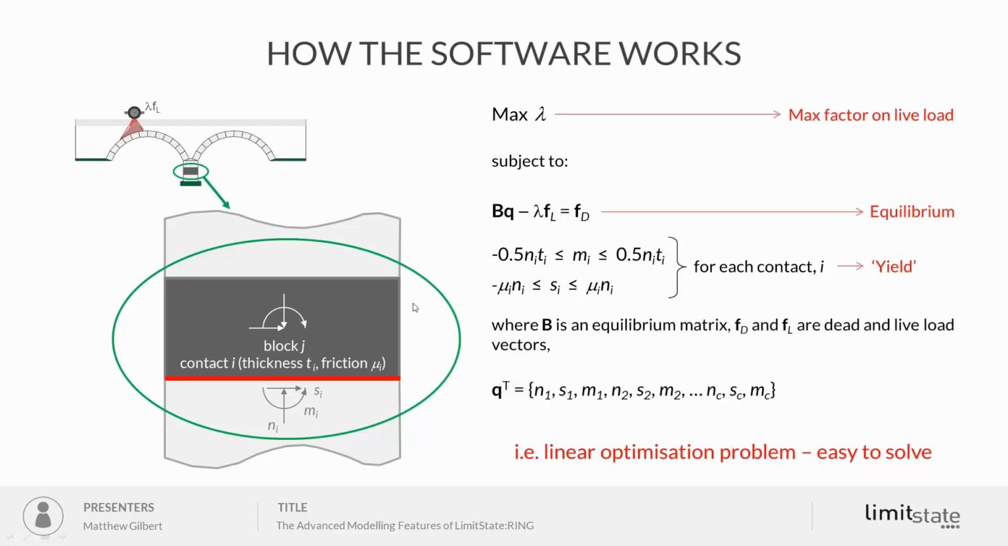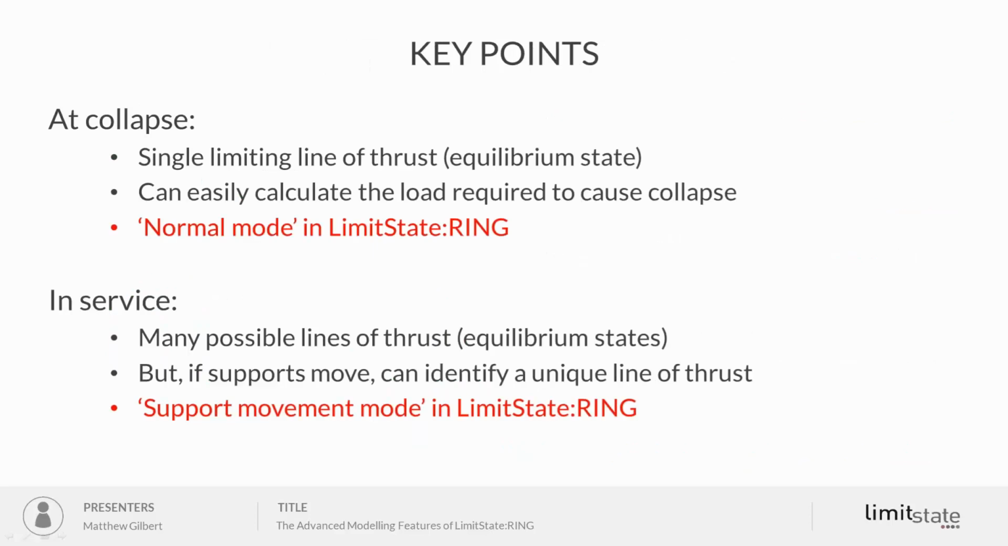So the nice thing about this formulation is it's linear, and so we can solve this very, very quickly on a modern desktop PC. So just to pick out a few key points. The main usage mode, we're focusing on collapse. We have a single limiting line of thrust or equilibrium state. We can easily find the load required to cause collapse using the method I've just described, and that's a normal usage mode in the software LimitState Ring.